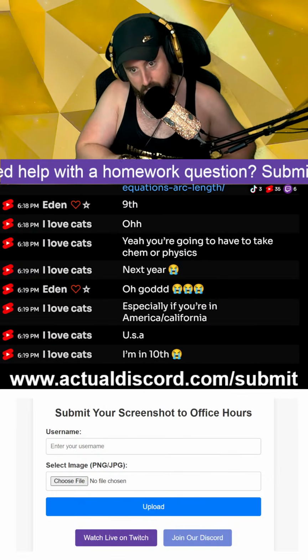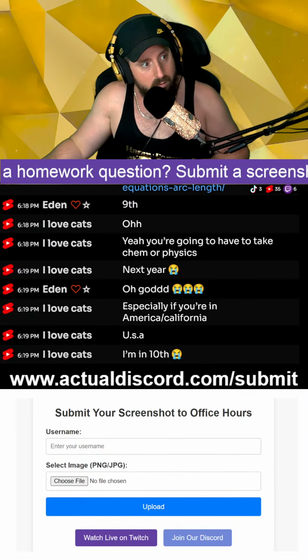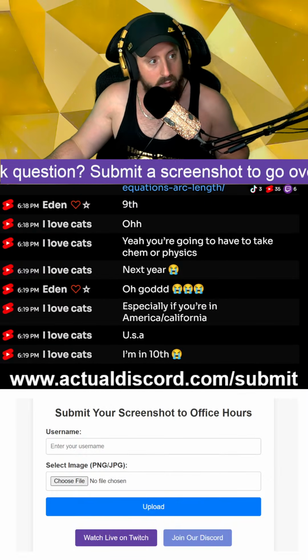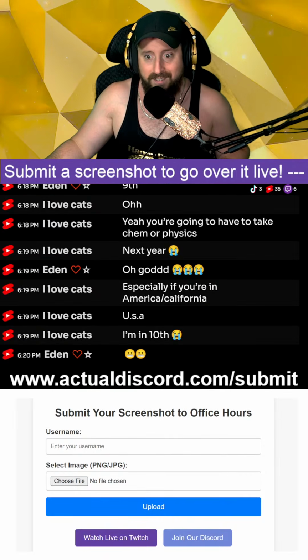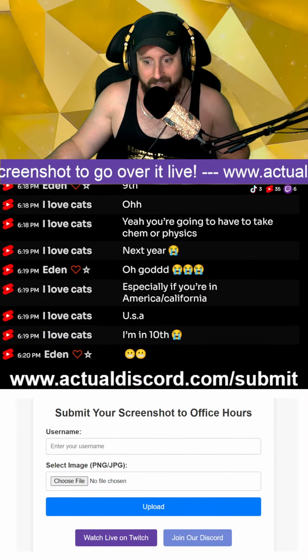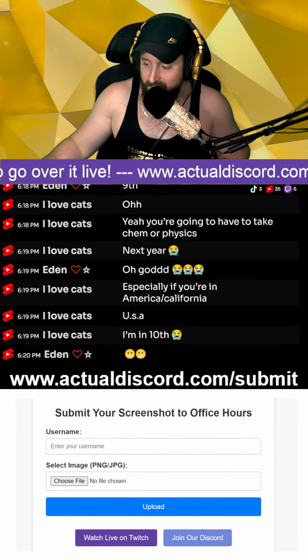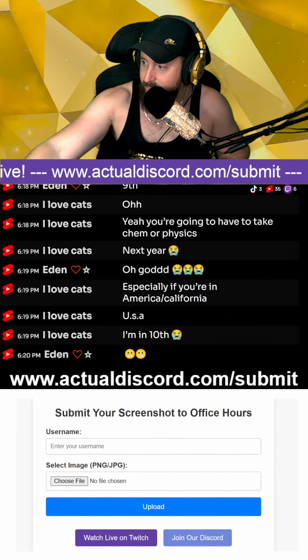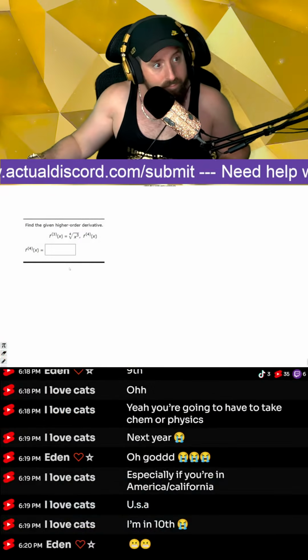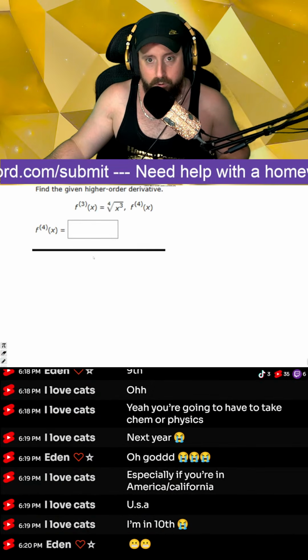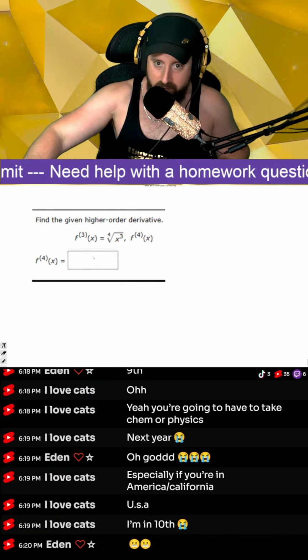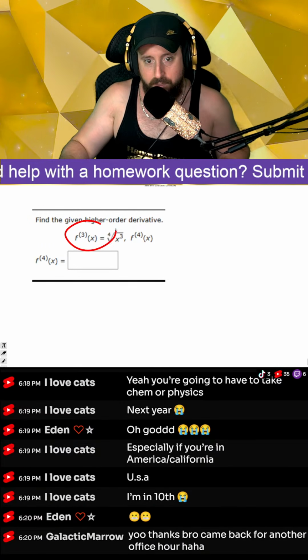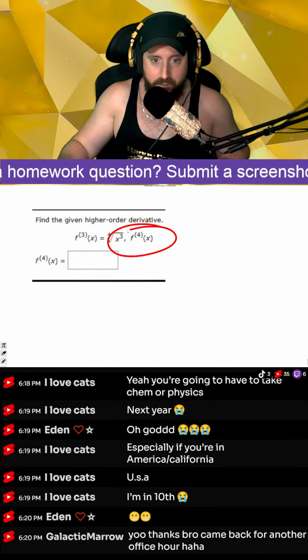There you go. That's my attempt so far. Okay, let's see. This is Galactic Marrow's question. It says find the higher order derivative. This is not too bad. So if the third derivative is this, they're asking for the fourth derivative.